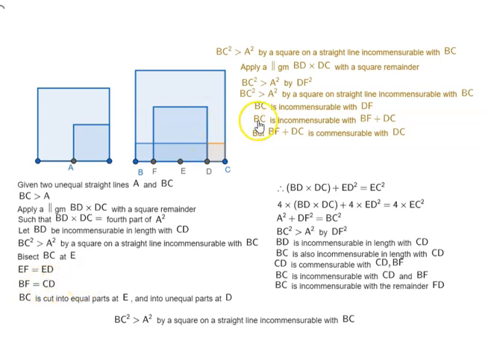So here BC is incommensurable with BF plus DC. But BF plus DC is commensurable with DC. That means BC is incommensurable with DC. Taken separately, we say BD is incommensurable with DC, which is what we had to show. So that is proposition number 18 of book 10 of Euclid's Elements.